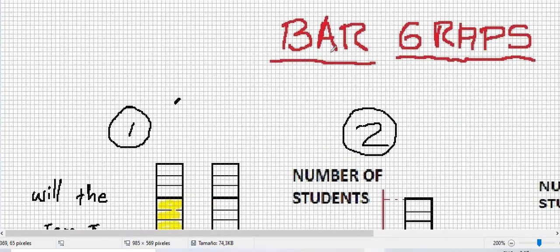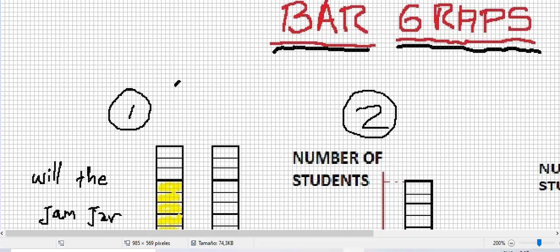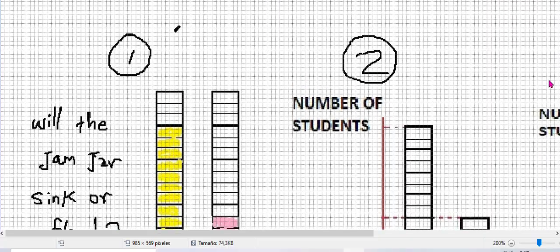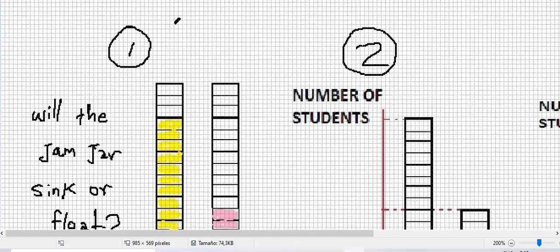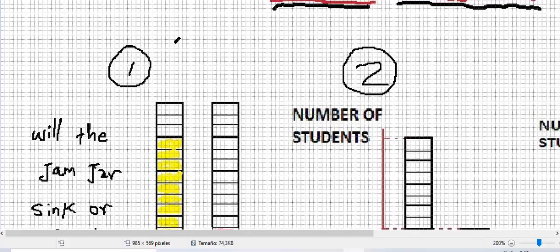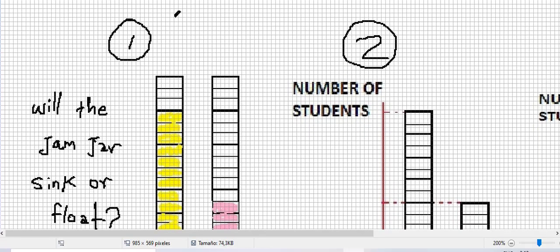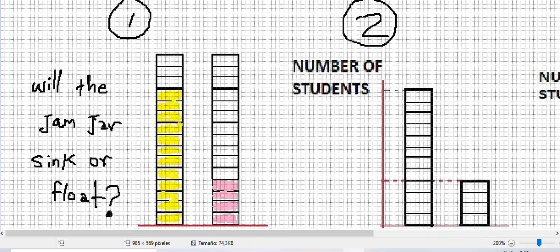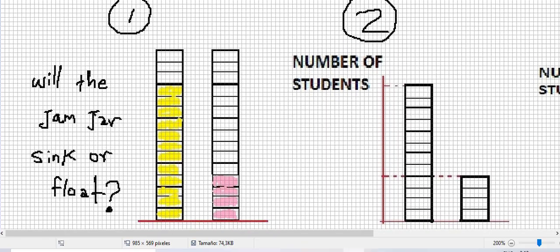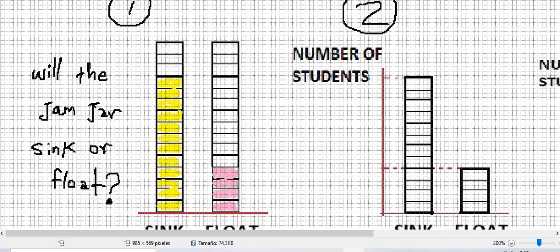Hi everyone. We are going to introduce a single idea about bar graphs. Bar graphs are a special way to represent a condition, usually with numbers or talking about attributes or some characteristics. In this case, we're going to continue with our class to collect information about the question in number one. Remember, will the jam jar sink or float?